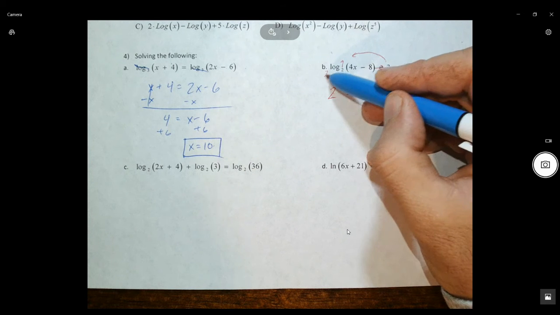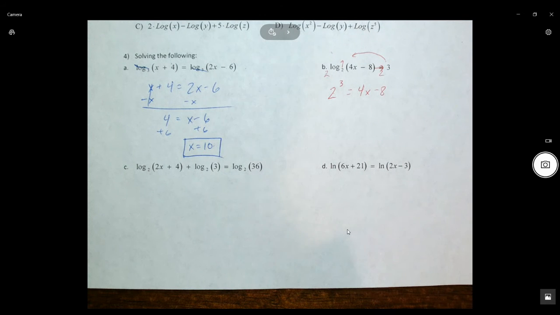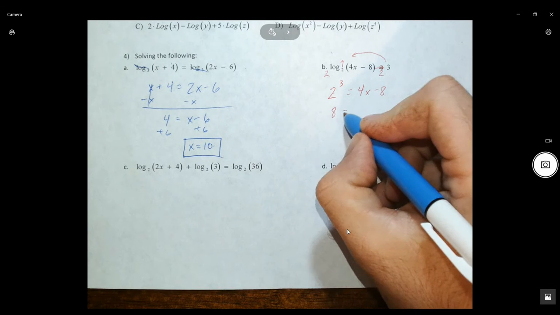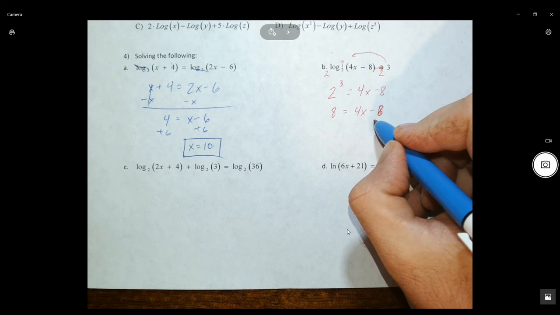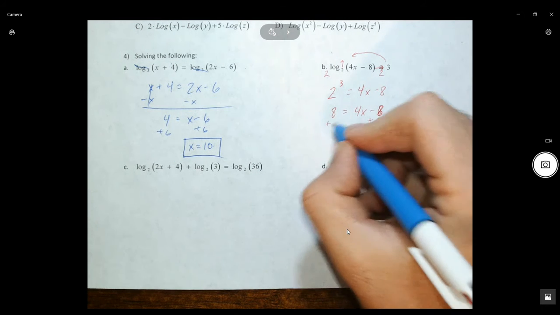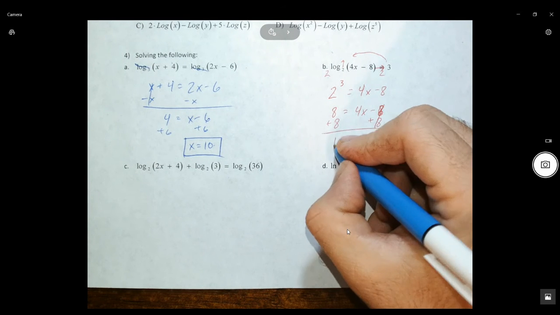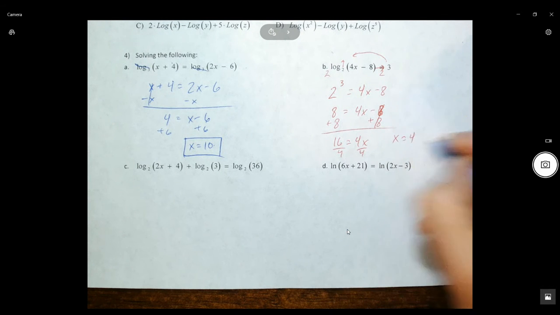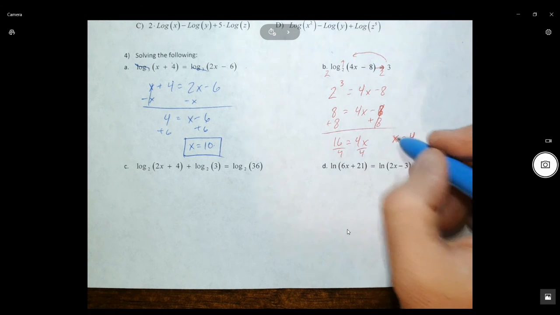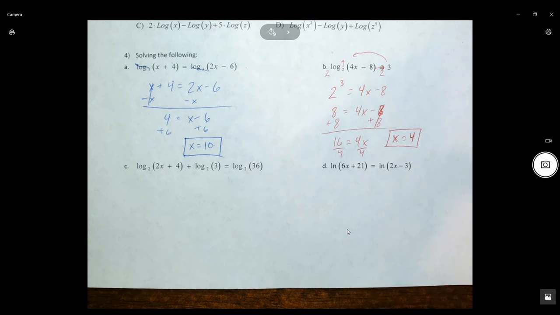If you raise both sides as a power with a base of 2, you're going to get the same result. Now to solve, 2 cubed is 8. It's equal to 4x minus 8. I'm going to add this 8 over. So I get 16 is equal to 4x, divided by 4, x is equal to 4. Plug back in to make sure it stays positive. 4 times 4 is 16, minus 8 leaves me with a positive 8. So I'm good with that, and x is equal to 4 there.